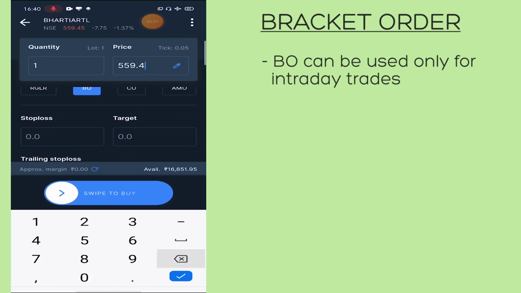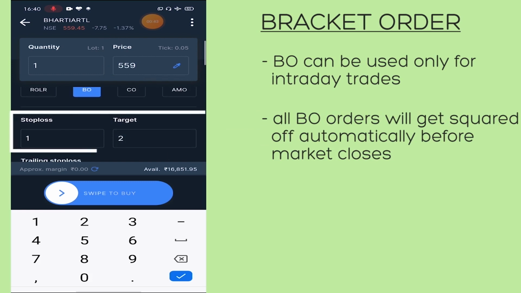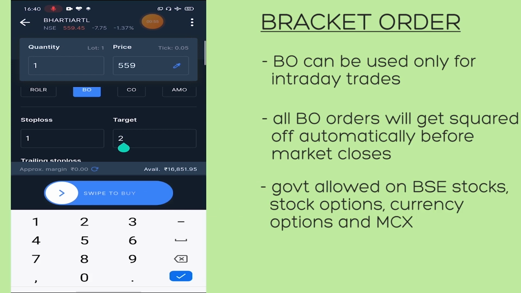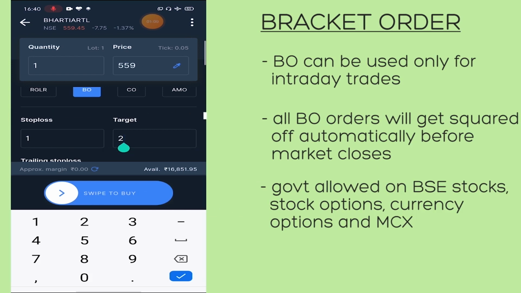So if you buy this stock at 559 rupees and you place a stop loss of 1 rupee and a target of 2 rupees in absolute terms, what happens is when the stock moves from 559 to 558, your stop loss gets hit and you will book 1 rupee of loss. And in the target, if the stock moves from 559 to 561 rupees, you will book 2 rupees of profit and you will exit the trade. So that's how it works.